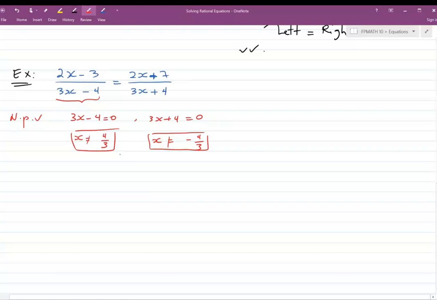All right, now we have to go through and find the LCD. So the LCD must have a factor of 3x minus 4 and a factor of 3x plus 4. So you put them together, and that's what it will be. And then from this point on, you multiply both sides of the equation by this LCD. So go ahead and do that.